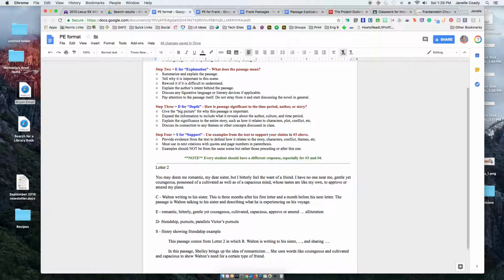And then I might reword it to say, what do all those words mean? By cultivated, she means this. By capacious, she means that. And then I might talk a little bit about alliteration, since that was in my notes, is also a key component of this passage. And give some examples, okay?